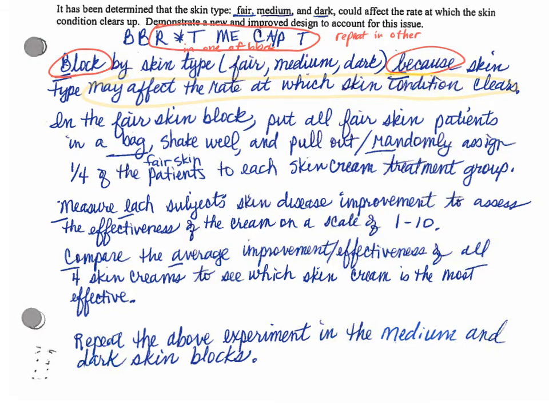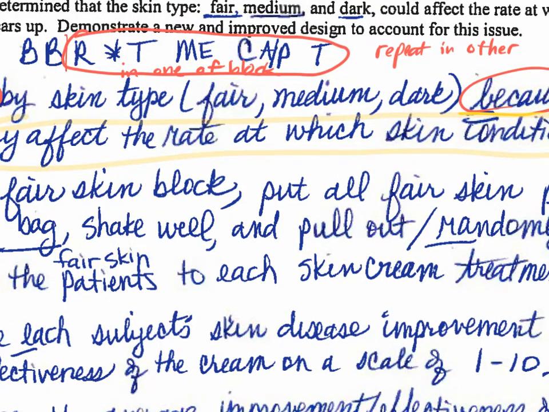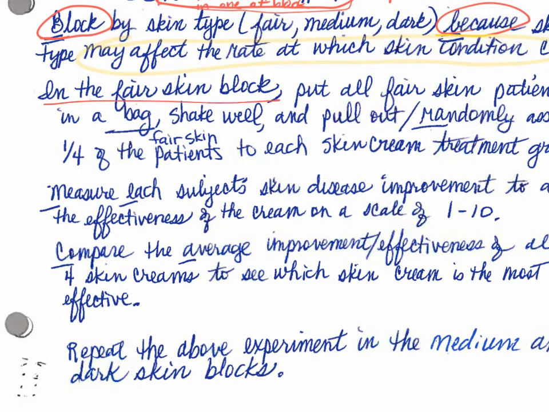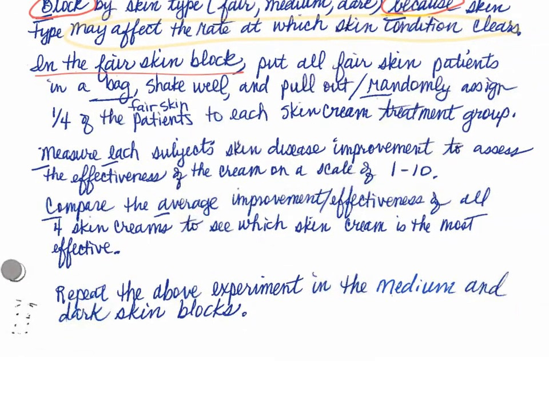So I'm going to finish out the full RAP-ME capping in the fair-skinned block. So see, in the fair-skinned block, put all the fair-skinned patients in a bag, shake well, pull them out, randomly assign.